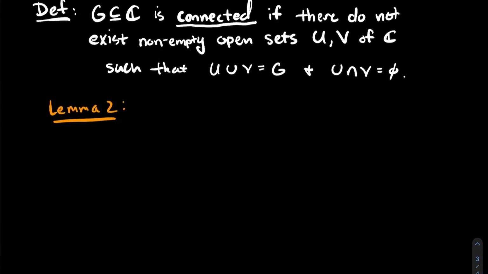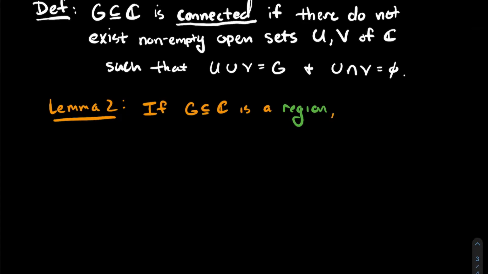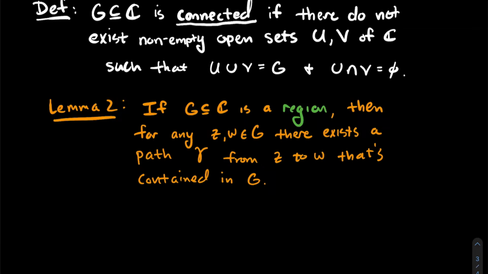All right, so let's look at our first lemma. So if G is a region in the complex plane, and remember region is a vocab word, that is an open connected set. So if you've got an open connected set in the complex plane, then for any two complex numbers Z and W in that region G, there exists a path, I'll call it gamma, from Z to W that's contained in G. Remember, a path is a continuous function whose domain is the interval from 0 to 1, and it spits out complex numbers, and it's a way to connect these two points together.